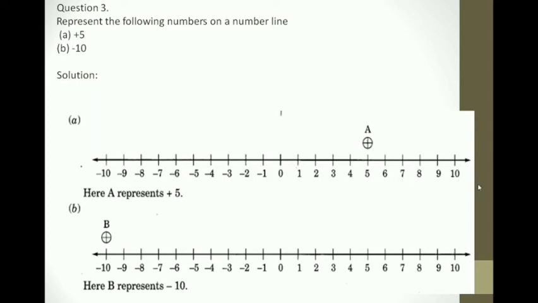So at the right hand side all are the positive numbers, and at the left hand side there are all negative numbers, and they told us to show positive 5. So at the right hand side we will show positive 5. Like that, here we can write A represents positive 5. And negative 10, negative numbers are always left hand side of the 0. So at the left hand side, here B represents negative 10. Just remember that while drawing this number line, you have to take a proper distance between two vertical lines, and it should be the same for all the lines. So draw properly.